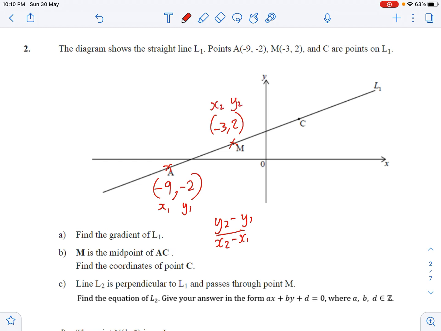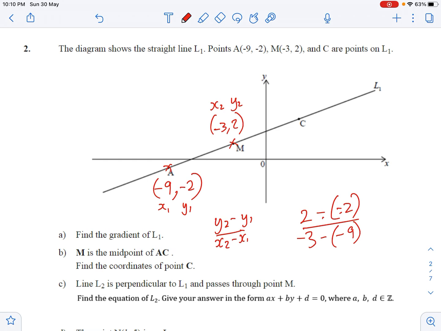Be very careful. So many people made a mistake with the negatives here. So y2 is going to be 2. Then I'm taking away y1, and y1 is -2, so I'm taking away -2. Put brackets around any negatives just to remind yourself that there is a minus and minus here. On the bottom there, x2 is -3 and x1 is -9, so we've got to take away again, take away a negative. There's negatives all over the place here, and a lot of people messed that one up.